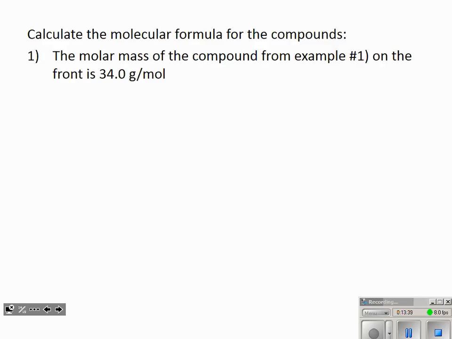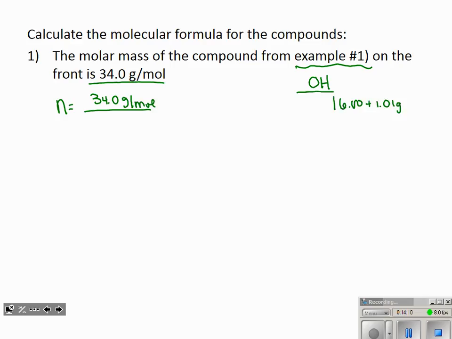So we have the molar mass of the compound from example 1. Now, if you remember, the empirical formula from example 1 was OH, and it says that the molar mass is 34 grams per mole. So if we're going to calculate our multiplier, we're going to take the molar mass of the compound, 34 grams per mole, and divide that by the molar mass of our empirical formula, 16 for the oxygen plus 1.01 for the hydrogen, which is going to give us 17.01 grams per mole.